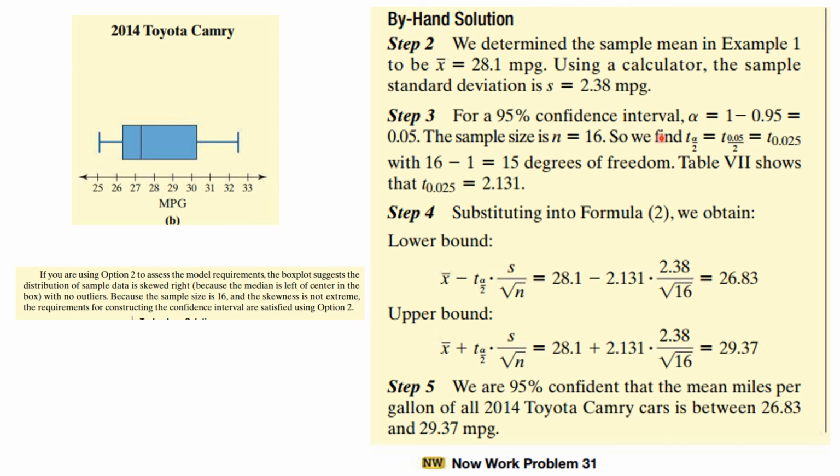Now, for a 95%, and n was 16, so we're looking at 15 degrees of freedom. And so if we look in the table, we will see that this is 2.131. You should confirm that you have that. So then the lower bound on the confidence interval is going to be this. We plug in the numbers. And the upper bound on the confidence interval is going to be this. So the statement then is we're 95% confident that the mean miles per gallon is between this number and this number.